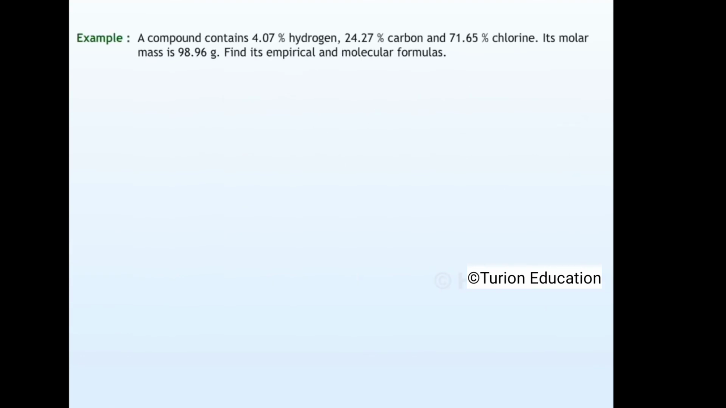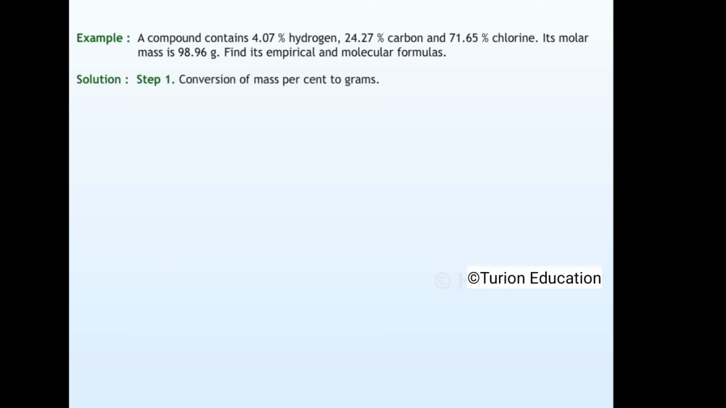Let us take an example to understand the steps involved in finding empirical formula from molecular formula. A compound contains 4.07% hydrogen, 24.27% carbon, and 71.65% chlorine. Its molar mass is 98.96 grams. Find its empirical and molecular formulas.